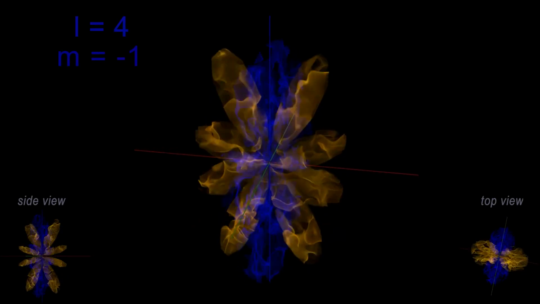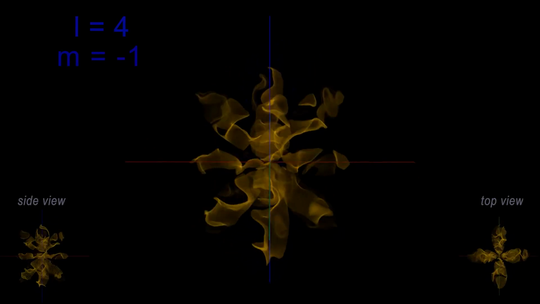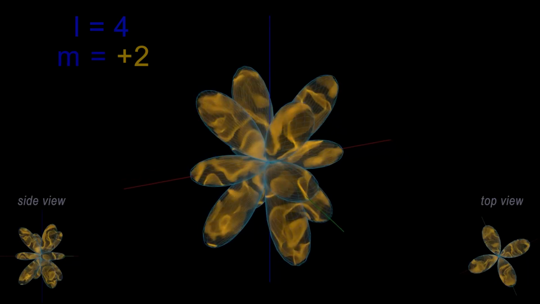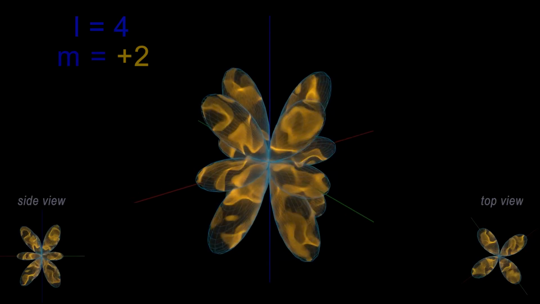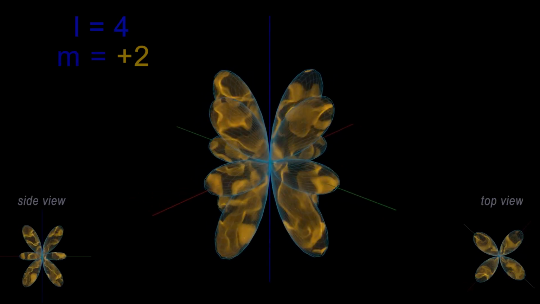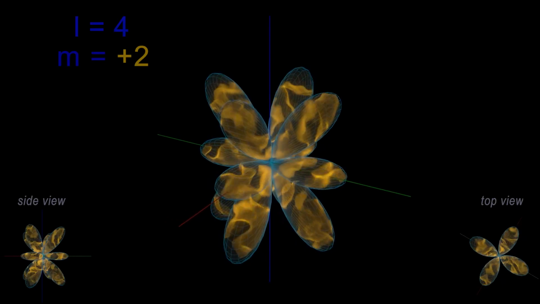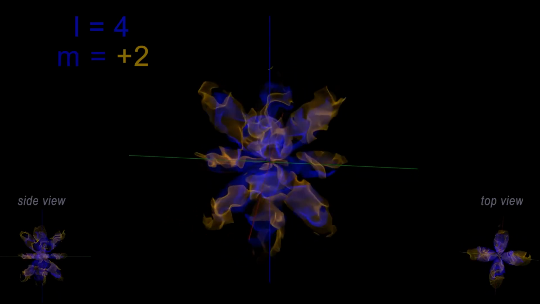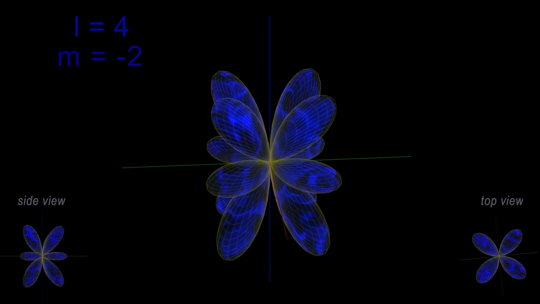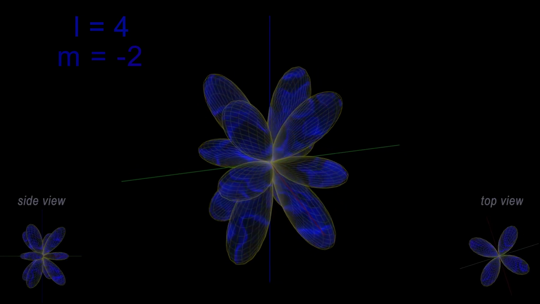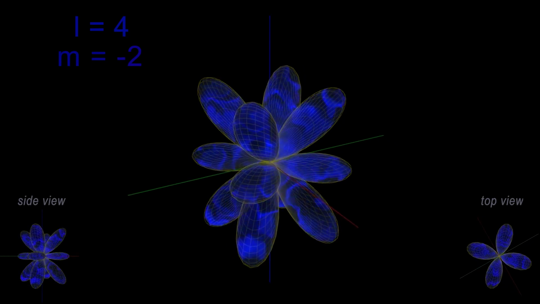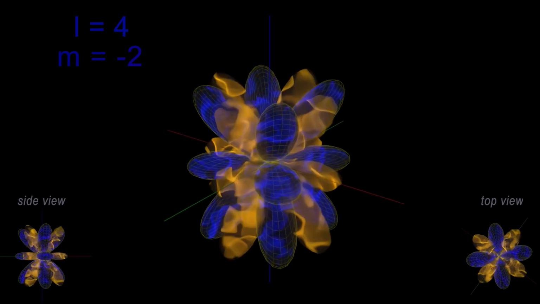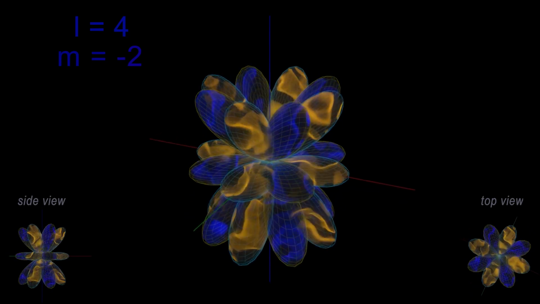For L equals 4, we know that m can be minus 4 to plus 4, so let's now look at m plus 2. This is definitely a little more complicated pattern. There are a total of 12 nodes aligned in the x and y, 4 pointing up, 4 flat on xy, and then 4 pointing down. As we look at m minus 2, the common theme of rotating in z again appears. We see the same 12-node setup with 4 pointing up, 4 pointing down, and 4 flat, just rotated 45 degrees on the z-axis. If we bring back the m plus 2 orbitals, we can see them together, and, well, that's a lot of nodes.